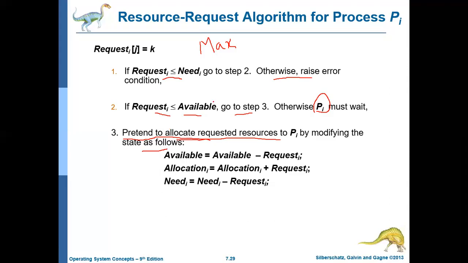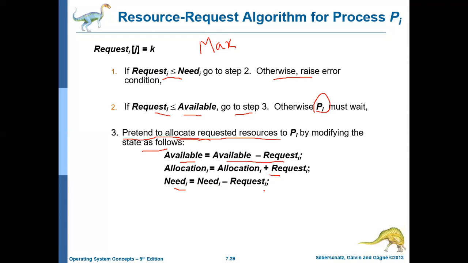So if this request was satisfied, then what will happen? Obviously available will become available minus request of I, because the ith process has requested this. Whatever the previous available was, that will be subtracted. And allocation will become allocation plus request, because already some resources were allocated and now some more resources are also added. So allocation of ith process will be equal to allocation of ith process plus the request made by the ith process. And need will decrease: need of I will become need of I minus request of I.